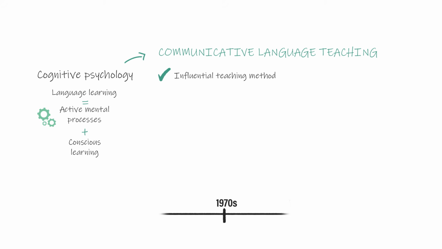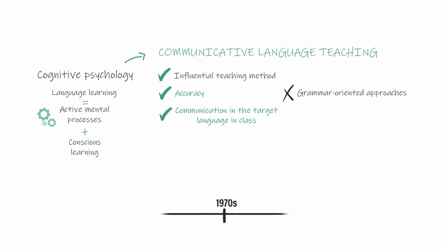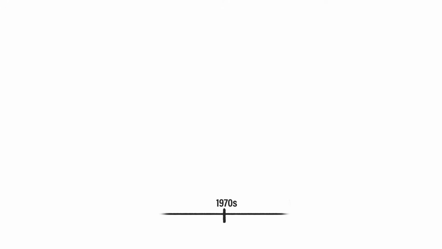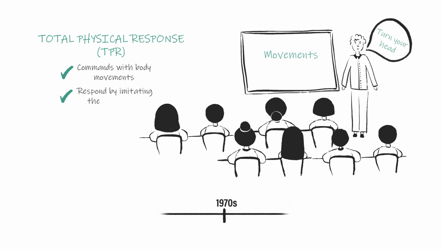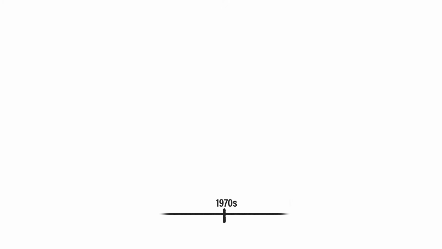It started as a reaction to grammar-oriented approaches, focusing on accuracy, and it argued that the goal of language teaching is communication, which is achieved by actually communicating in the target language in class. Another method that originated in the 1970s was called Total Physical Response, or TPR. In TPR, the teacher gives commands to the students with body movements, and the students respond by imitating these movements.